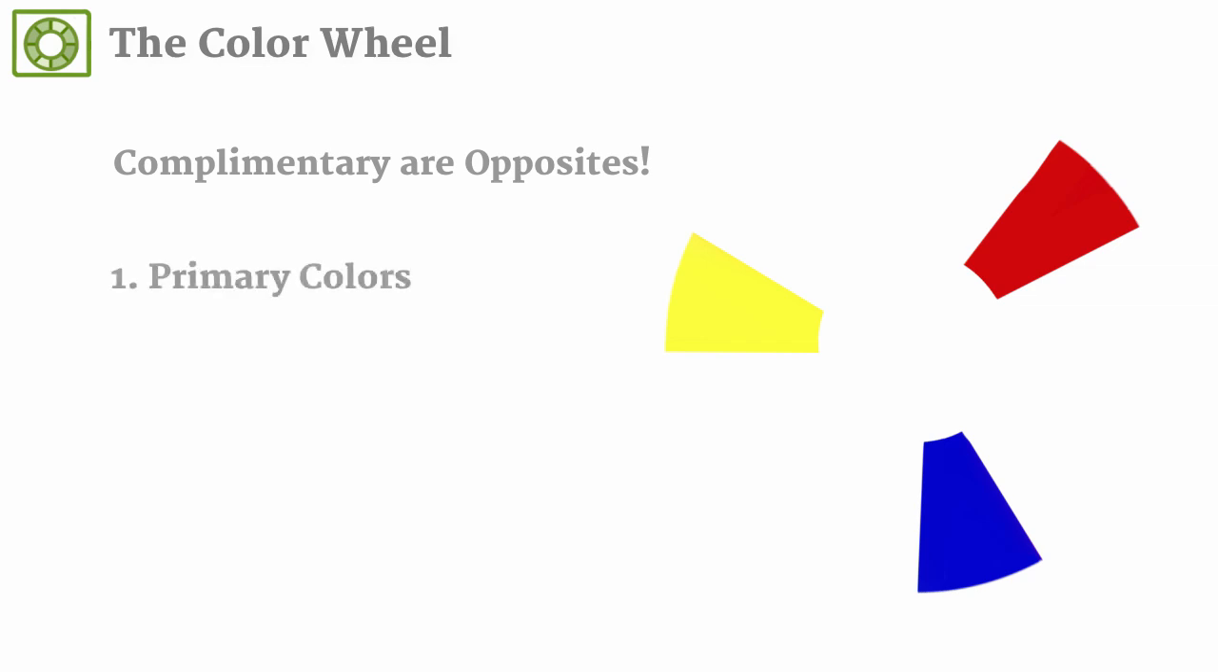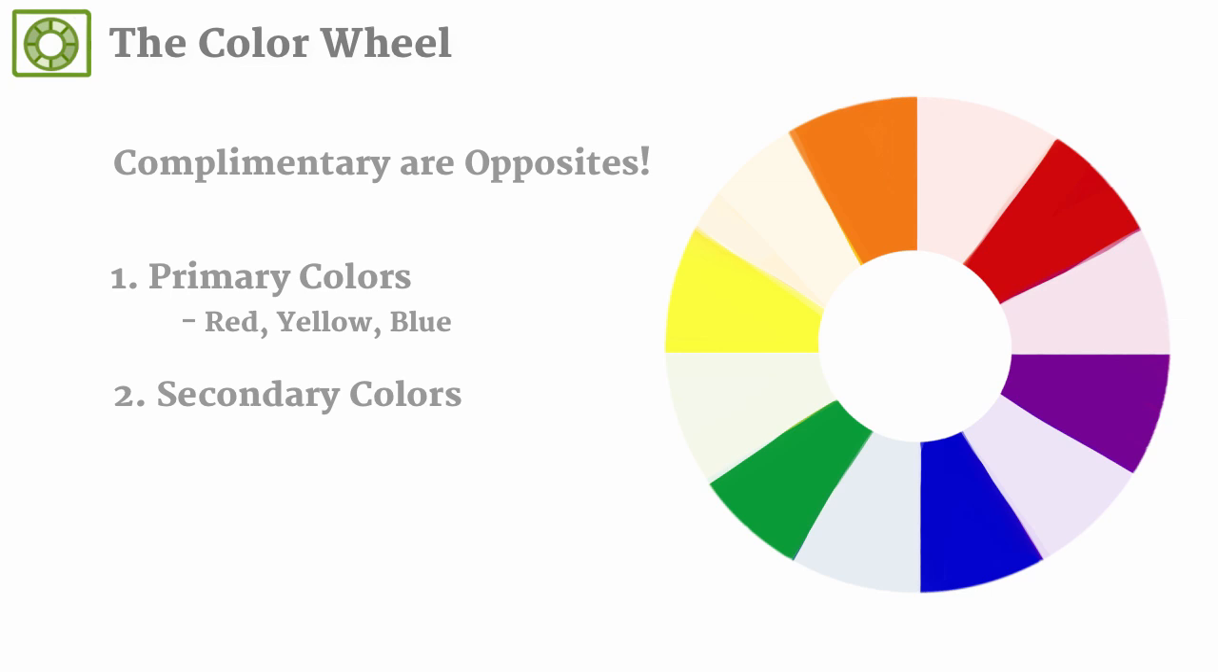And the first group are the primary colors, and that consists of red, yellow, and blue. And you can see how the three colors are at equal distance from each other. And if you take two of these primary colors and mix them together, that will form each of the different secondary colors. And this consists of orange, green, and purple.